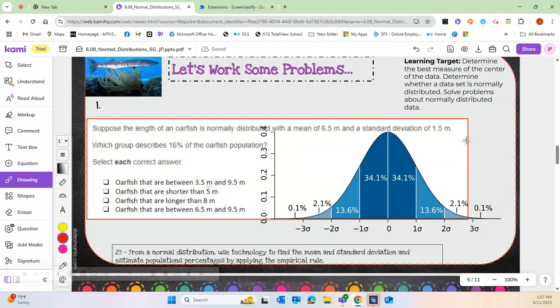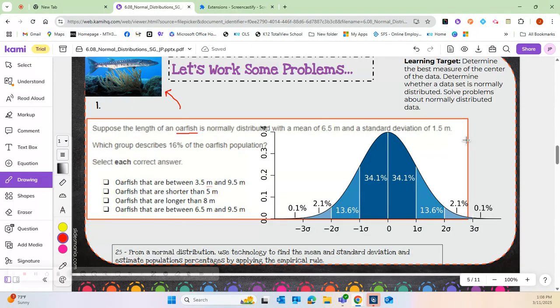I have about 4 examples for you. Number 1 says, suppose the length of an oarfish. I'd never seen an oarfish before, so I Googled it, and I put a picture of it in the top left corner of your screen to get an idea of what it looked like. The length of this oarfish is normally distributed along a standard bell curve.